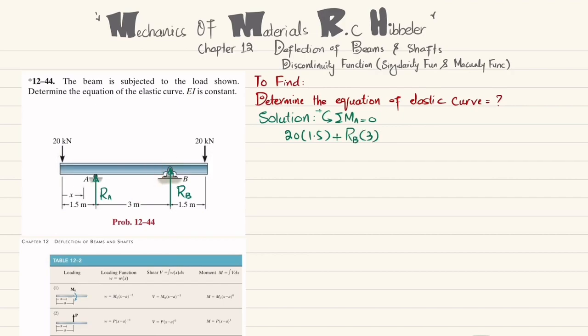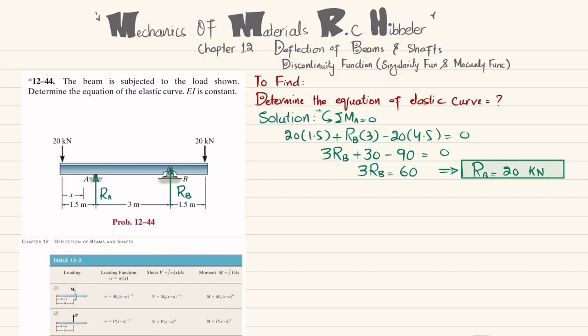The last moment, produced due to this 20 kilonewton force about point A, is force into perpendicular distance 4.5, and this is producing clockwise moment, so it will be negative. So I will write minus 20 into 4.5 is equal to 0. So here we will get 3RB plus 30, since 20 into 1.5 is 30, minus 90 is equal to 0. So 3RB will be equal to 60. From here you will get RB equal to 20 kilonewton.